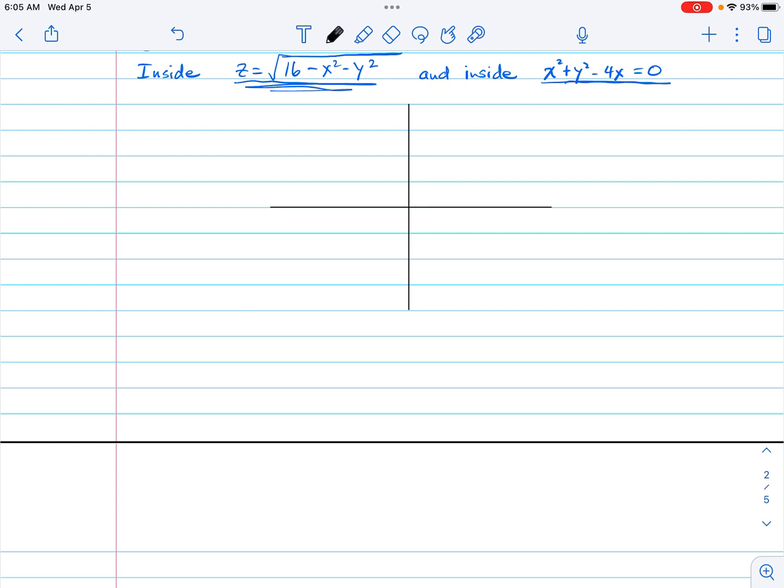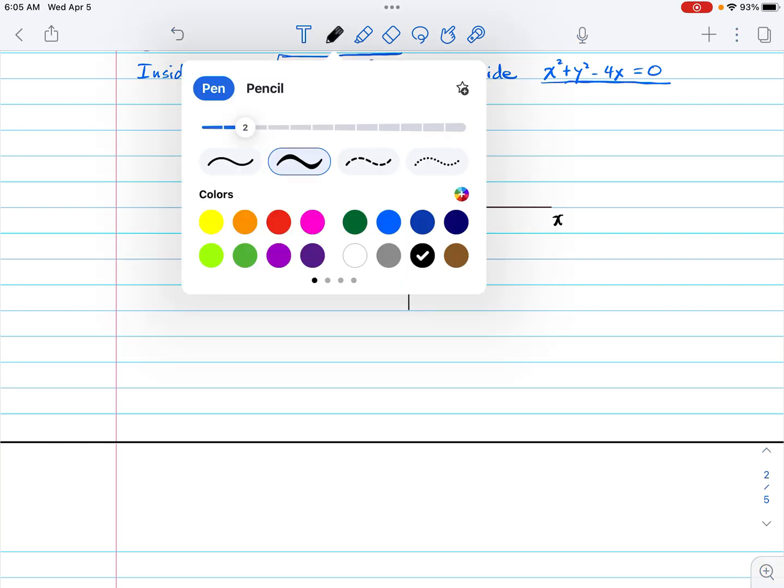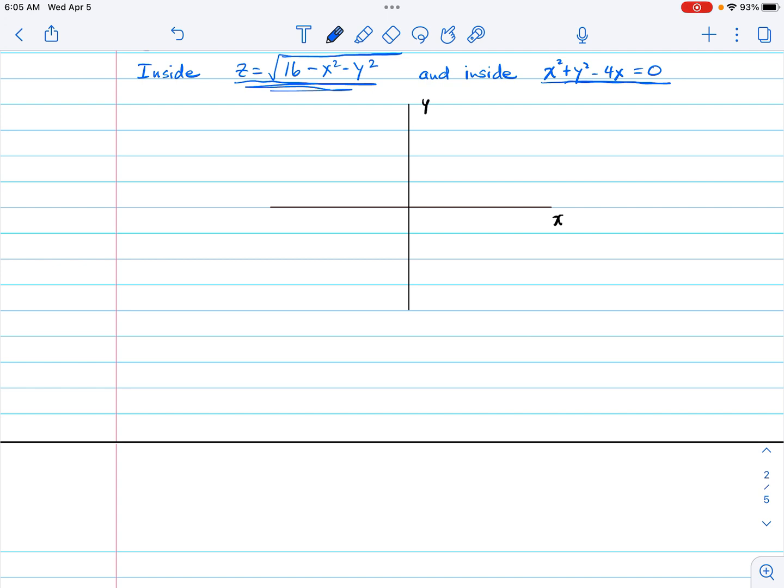Now, of course, here's the x-axis, here's the y-axis, and we've got this sphere that intersects down here on the xy plane. And that's when z is equal to 0. So what we've got is 0 equals 16 minus x squared minus y squared. Or in other words, x squared plus y squared equals 16. Well, that's a circle of radius 4. So what we have is something like this. Okay, there we go.